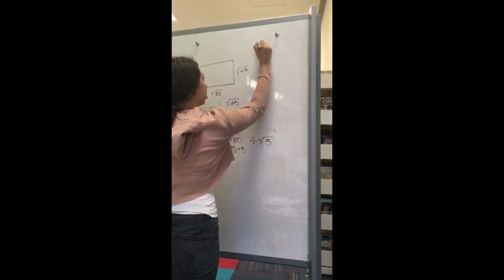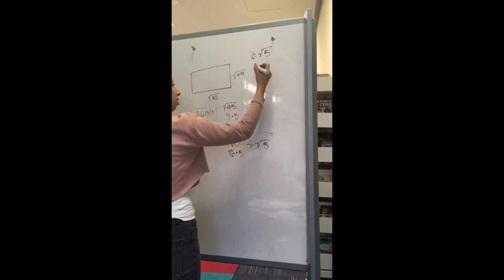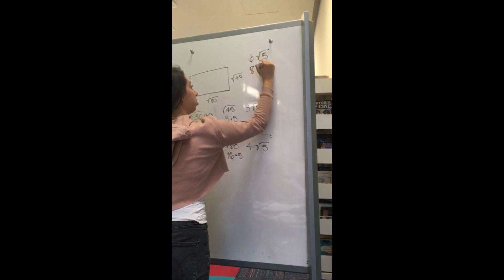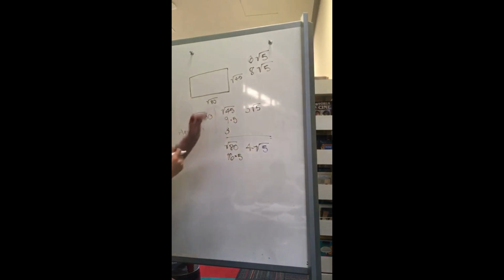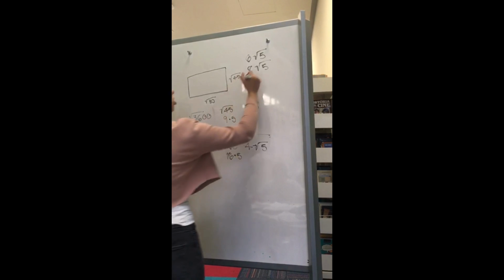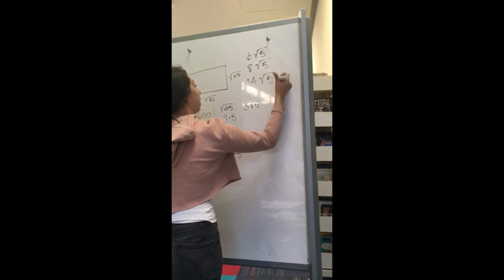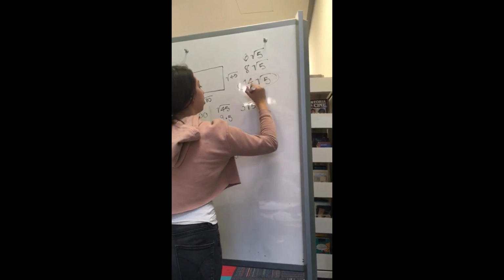So it's 6 square root of 5 and 8 square root of 5. So this, you have the same thing here, so you can add this. That's 14 square root of 5. This is the perimeter.